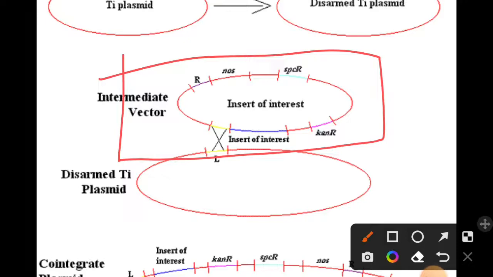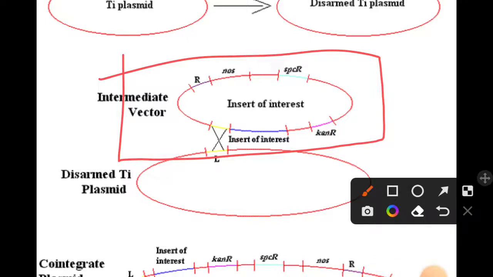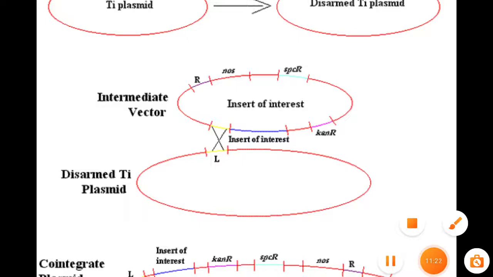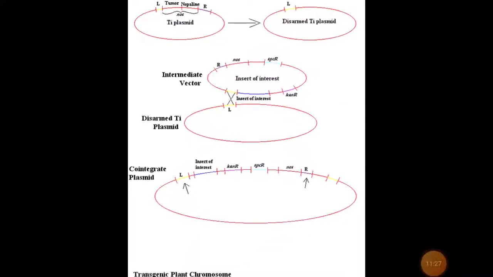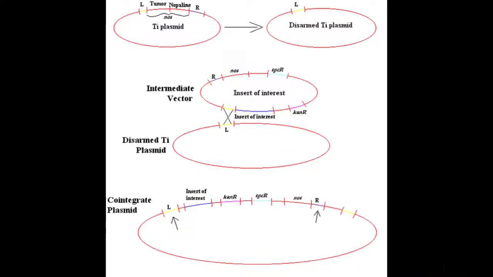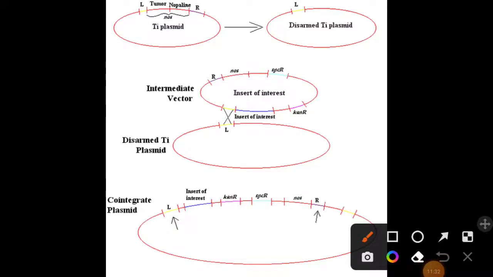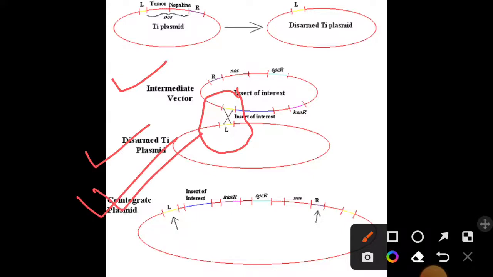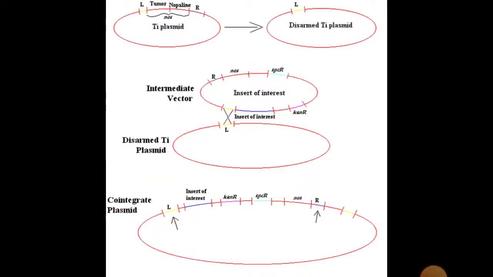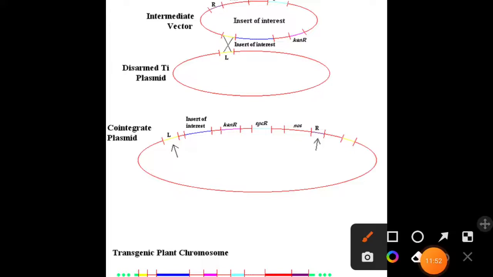Okay, now inside the E. coli they perform a recombination between the disarmed Ti plasmid and the intermediate vector, and it is obviously a site specific recombination between the virulence genes. So site specific recombination occurs and it leads to the formation of the co-integrate plasmid. Okay, so that one, the co-integrate plasmid.